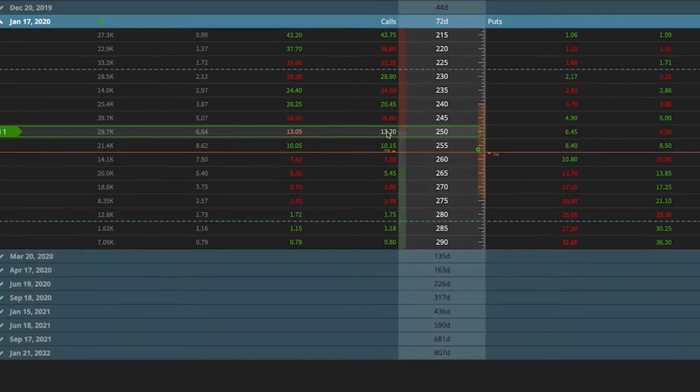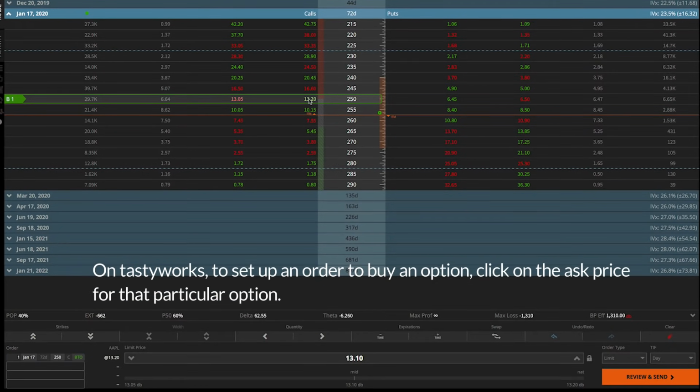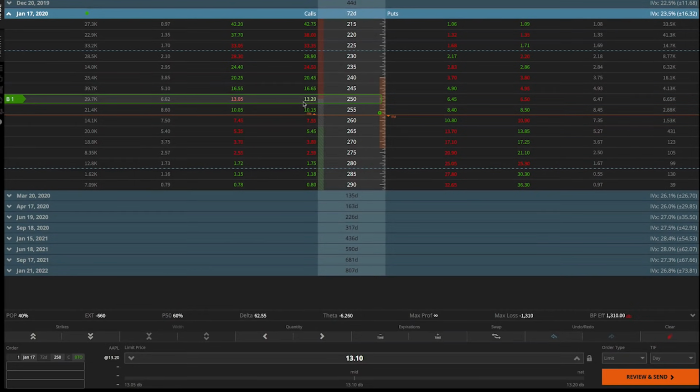So if I want to buy this 250 call option, I am going to click on the asking price, since the asking price is the lowest price someone is willing to accept for selling that option, and on a trading platform, particularly tastyworks, to initiate a purchase order, you're going to click on the asking price of that option. And I can see that this is queuing up in order to buy this option based on the green box that has been placed around the strike price and call option, and on the left hand side it says B1. This is telling me I'm trying to buy one contract of this call option.